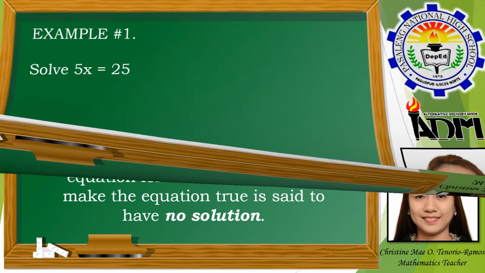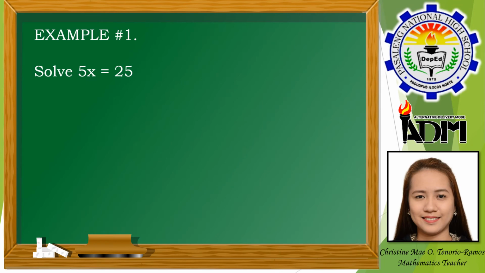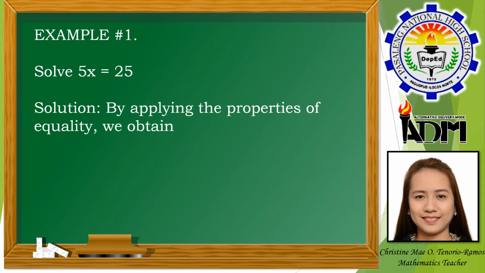Next, let's proceed to the examples. Number 1, solve 5x is equal to 25. Okay, solution. By applying the properties of equality, we obtain 1/5 times 5x is equal to 1/5 times 25 by multiplication property of equality. Okay, kung mapapansin nyo, 1/5 ang i-multiply sa 5x. Kailangan kasi na yung variable lamang ang matitira sa isang side.